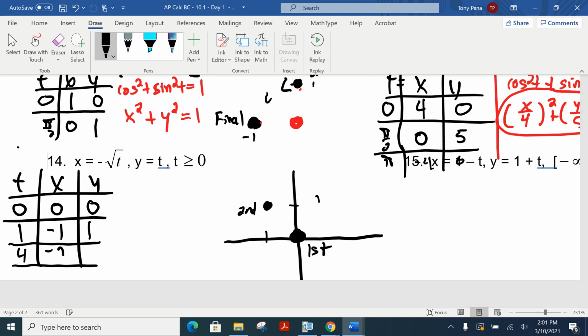This would give us a negative 2. And then since y equals t, if our t is 4, so is our y. So now go to negative 2, 4. We're way up here. And this is our third point. Let me create some space.